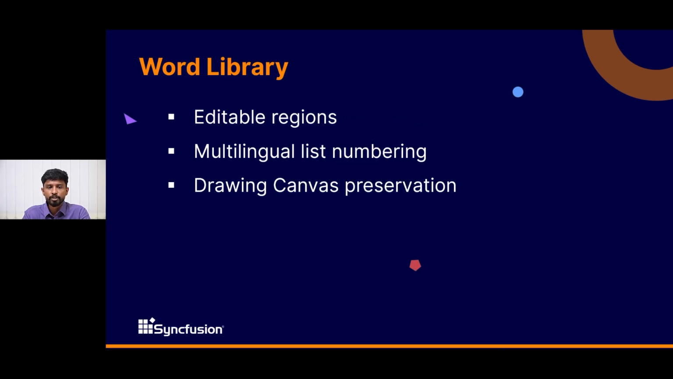Next is the word library, where features like editable regions are available, in which we can define editable sections in protected documents. And we have support for multilingual list numbering, which supports Arabic, Hebrew, Chinese, Thai, and more languages. Then we have drawing canvas presentation, where we can maintain layout integrity during Word to PDF or image conversions.